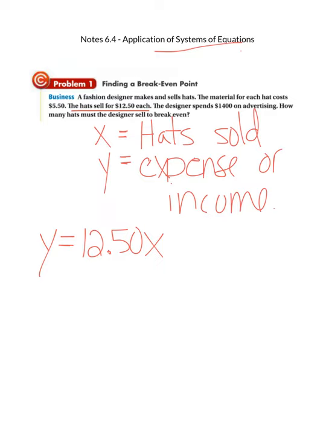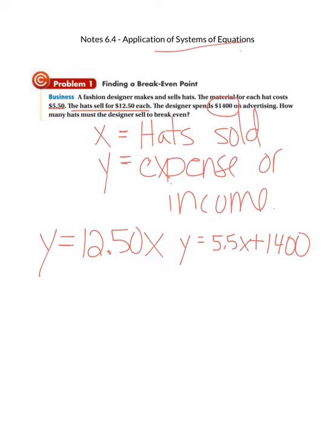But remember, we had an upfront cost. We had to spend $1,400 on advertising. And we know that it cost us $5.50 for the material. So we've got to break even here. If we've already spent $1,400, we've got to sell quite a few hats to break even. How do you think we could write our second equation? Well, we've already spent the $1,400, and we're spending $5.50 per hat that we sell. That's how much the material cost. And that would be our total expenses, y.